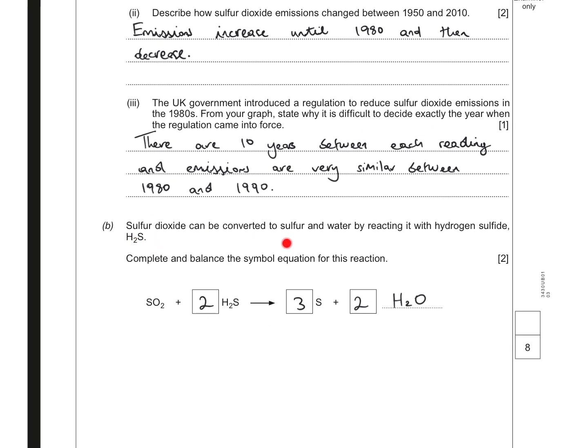Sulfur dioxide can be converted to sulfur and water by reacting it with hydrogen sulfide. Complete and balance the symbol equation for this reaction. Well, we know we're going to form sulfur and water. Well, there's the sulfur, and they form water, so I put H2O on the line. And then I've put 2, 3 and 2 to balance them. If you'd like to know more about that, please come and see one of the science teachers.